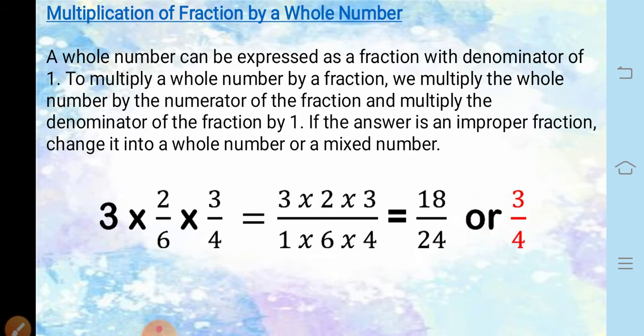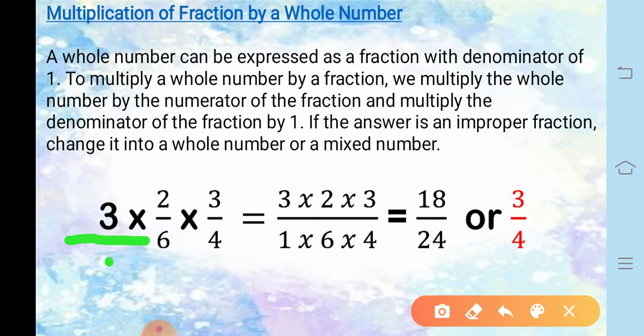If we will have to multiply a whole number by a fraction, we get this example: 3 times 2 over 6 times 3 over 4. All the whole numbers, just like 1, 2, 3, 4, 5, all of them have a denominator of 1. Kasi nga, 3 divided by 1 is the number itself, which is 3, 5 over 1 or 5 divided by 1 is still 5, 4 over 1 is 4, 2 over 1 is 2. That's why all the whole numbers have the denominator which is 1.